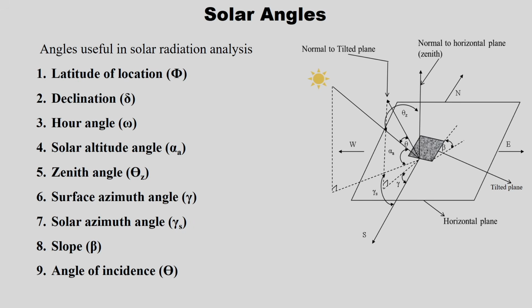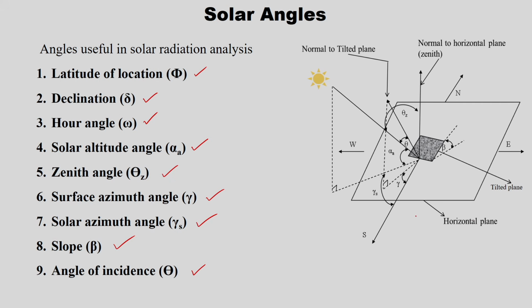In the solar angles, there are 9 various angles we are supposed to be comfortable with to analyze solar radiation parameters, which are latitude of the location, declination angle, hour angle, solar altitude angle, zenith angle, surface azimuth angle, solar azimuth angle, slope and then angle of incidence.